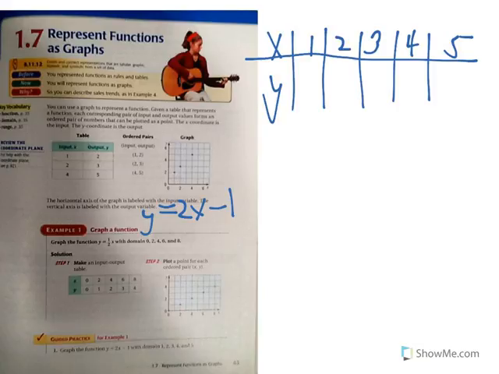Well, when x is equal to 1, what's y going to be? 2 times 1 is going to be 2, minus 1 is 1. Then for the value for x is 2, that's going to be 2 times 2, 4, minus 1 is 3.